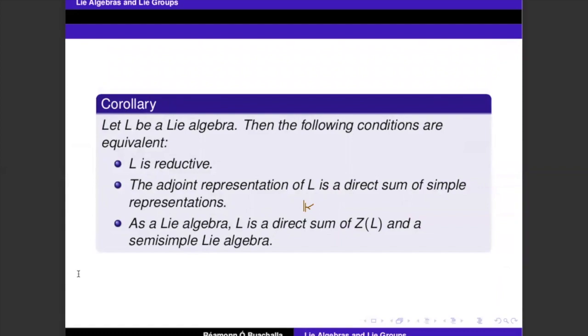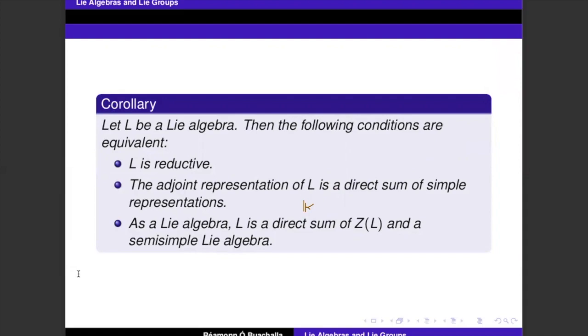Well, a corollary, an important consequence, is that the following are equivalent. So we have a reductive Lie algebra. Actually, before I start this, remember that we had our abstract definition of a semi-simple Lie algebra, and then we showed that it was equivalent to maybe the more intuitive idea that it was a direct sum of simples.